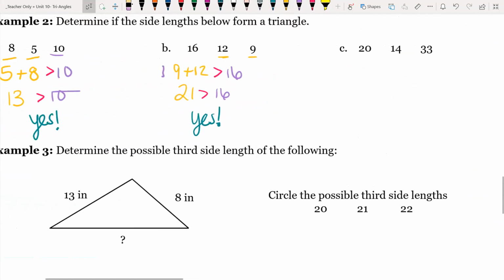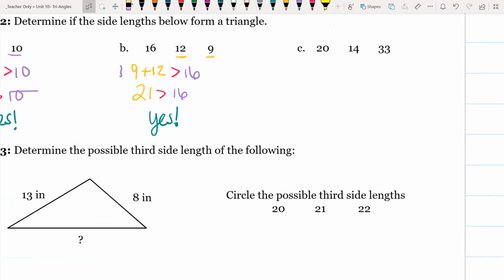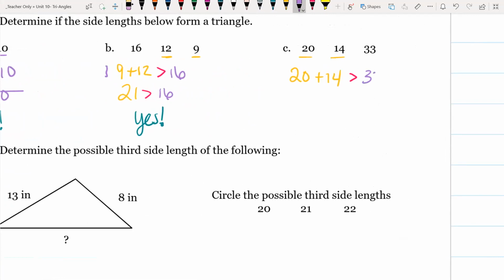We're going to do the last one next. Two smallest sides are 20 plus 14. We're saying that has to be greater than 33. So 20 plus 14 is 34. And 34 is greater than 33. So yes, these do form a triangle.